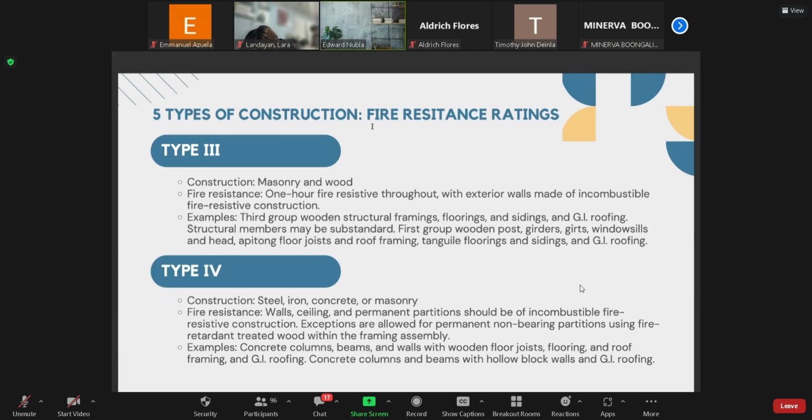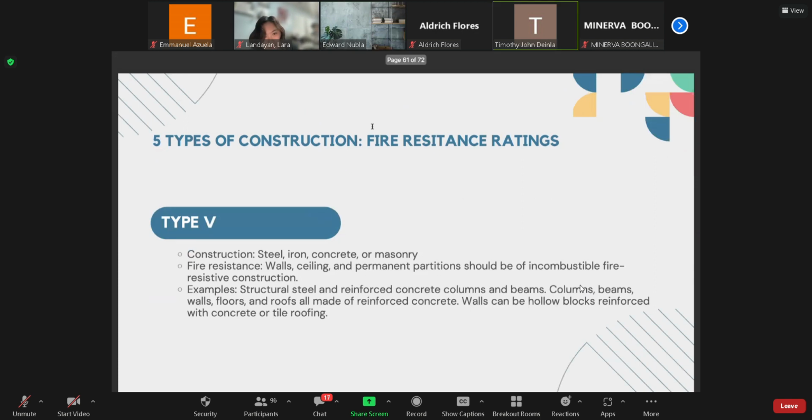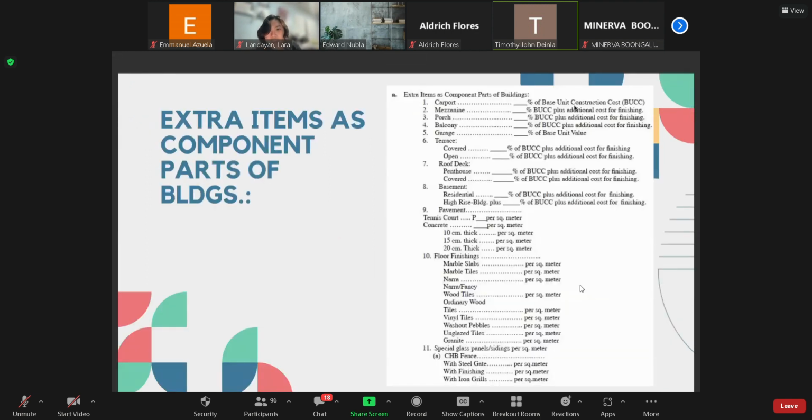So aside from this, other extra component parts ng building. Next slide po.